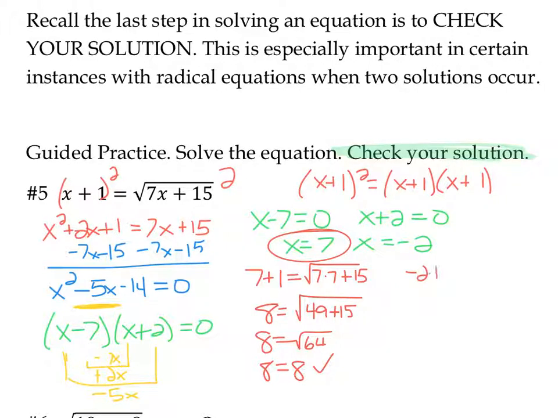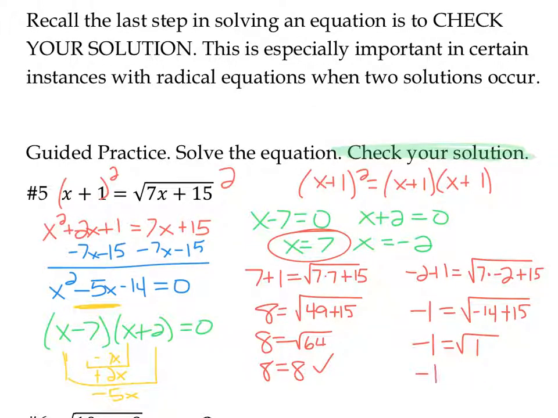We check negative 2. I have negative 2 plus 1 equals the square root of 7 times negative 2 plus 15. I get negative 1 equals the square root of negative 14 plus 15. Negative 1 equals the square root of 1. That means negative 1 equals 1. That is not true. This was not a solution for the equation. So our only solution here is x equals 7.